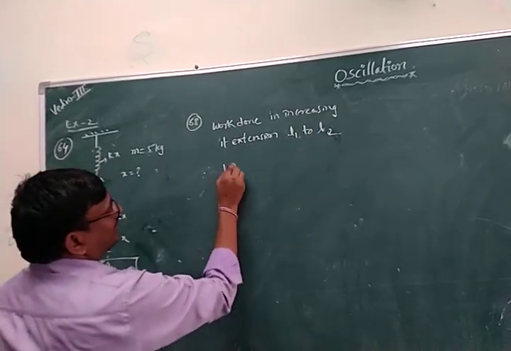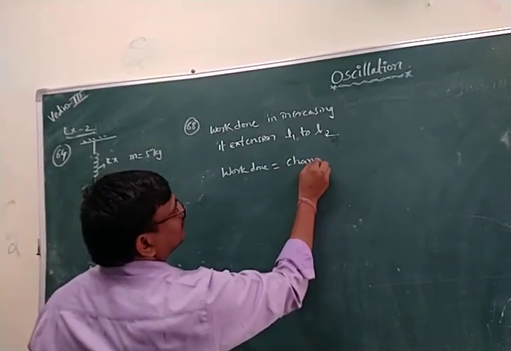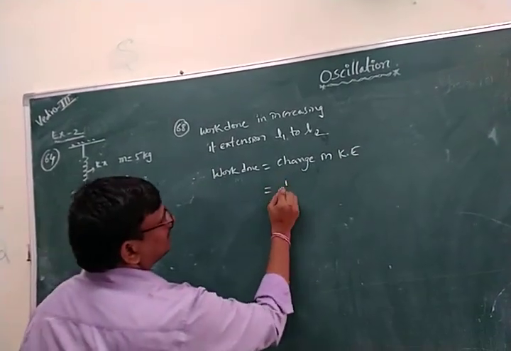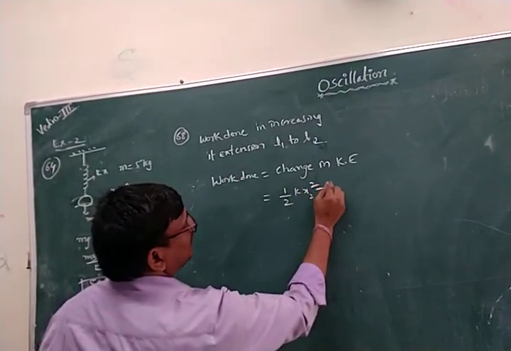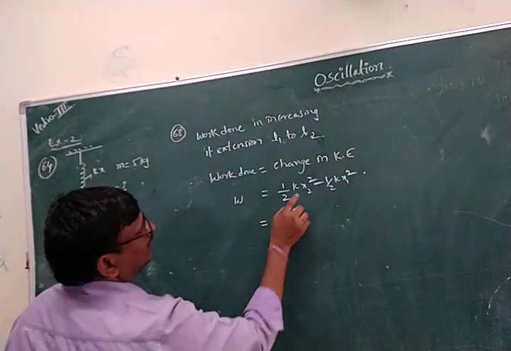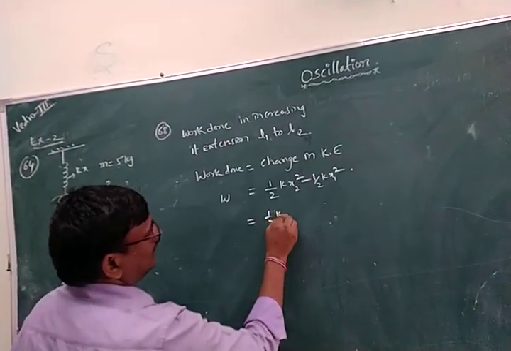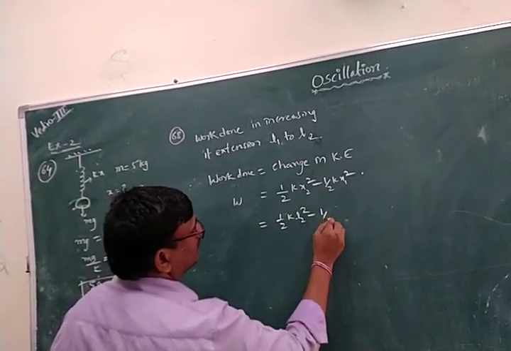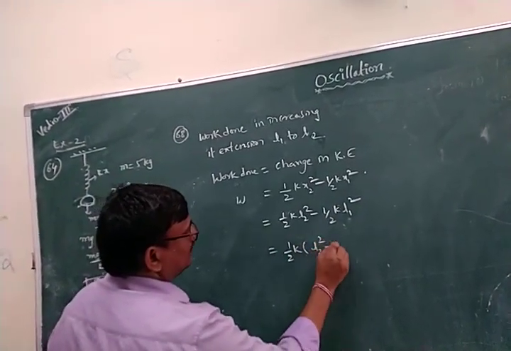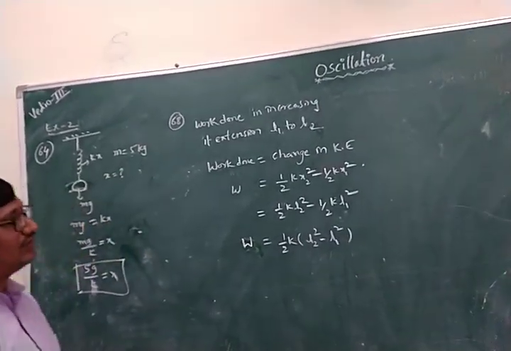Therefore, work done is equal to change in kinetic energy. The change in kinetic energy is equal to half k x2 square minus half k x1 square, which is equal to work done. Here x2 is equal to L2 and x1 is equal to L1. So half k L2 square minus half k L1 square. Then take half k common: half k times L2 square minus L1 square is equal to work done.